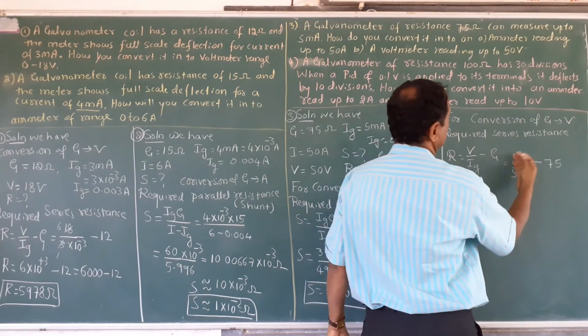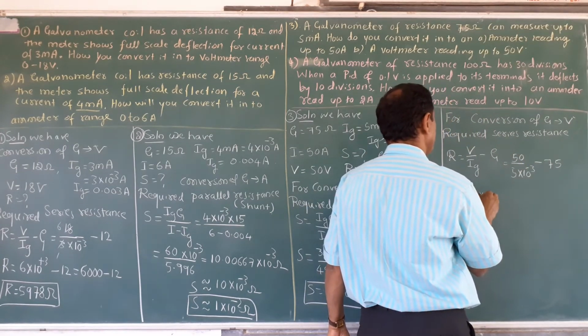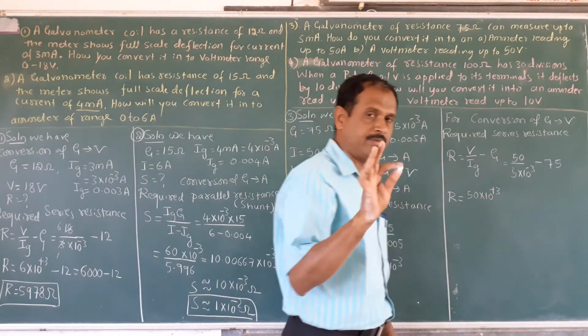Separately I will take this term only. This is 50 into 10 to the power of plus 3. Don't take the LCM here.